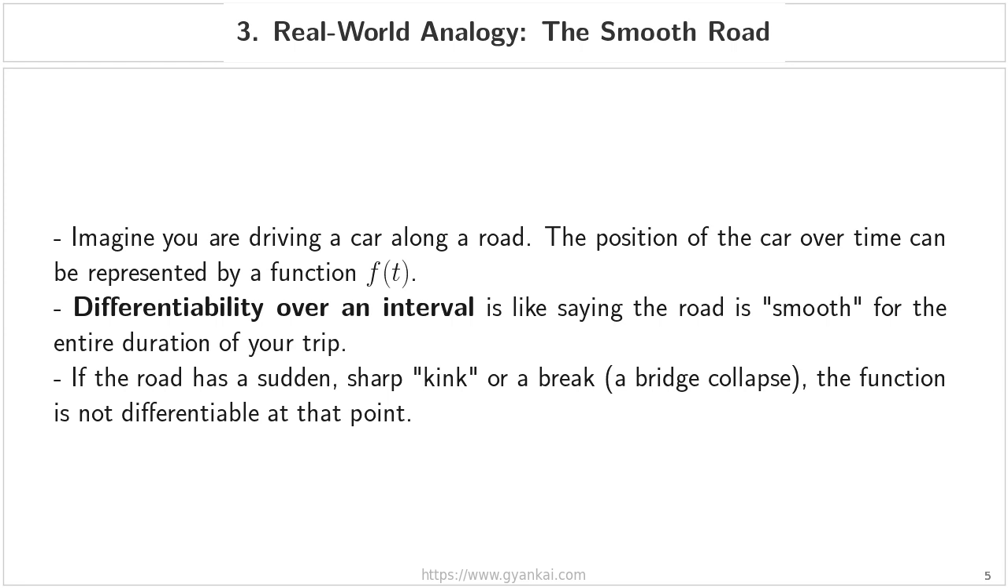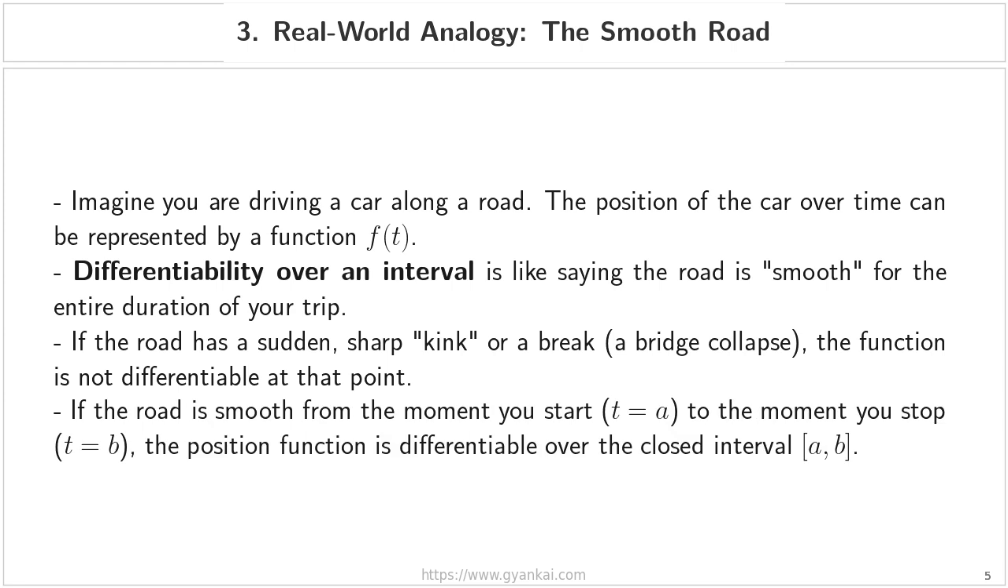To put this in perspective, if the road has a sudden, sharp kink, such as a jagged corner or a complete break, like a bridge collapse, the function would not be differentiable at that specific point because the smoothness is interrupted. If the road remains perfectly smooth from the exact moment you start your journey, at time t equals a, all the way until the moment you stop, at time t equals b, then we can say the position function is differentiable over the closed interval from a to b.